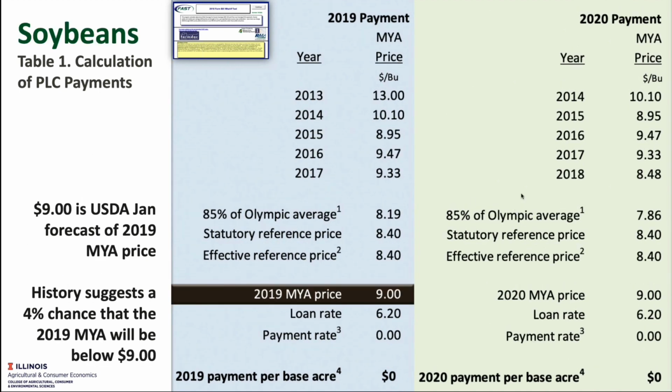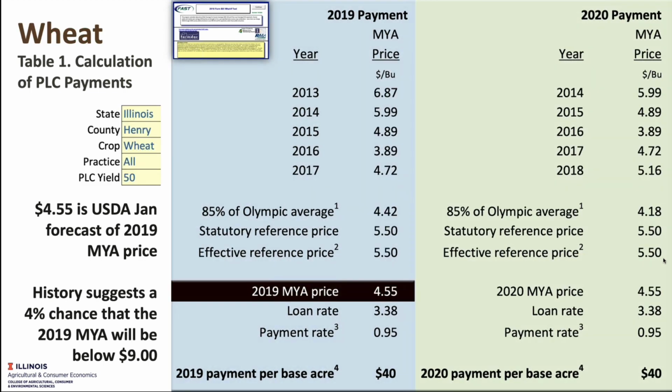Here are the calculations for soybeans. $8.40 is going to be your reference price. We have not seen a market year average price below $8.40. So your question: if you take ARC County next year, are you giving up anything for PLC? Well, your price has to be below $8.40. But this is also a reminder of why ARC County makes sense on soybeans, because we are pulling in still $13 and $10 soybean prices. So they're keeping the benchmark price higher, making it more likely to trigger a payment.